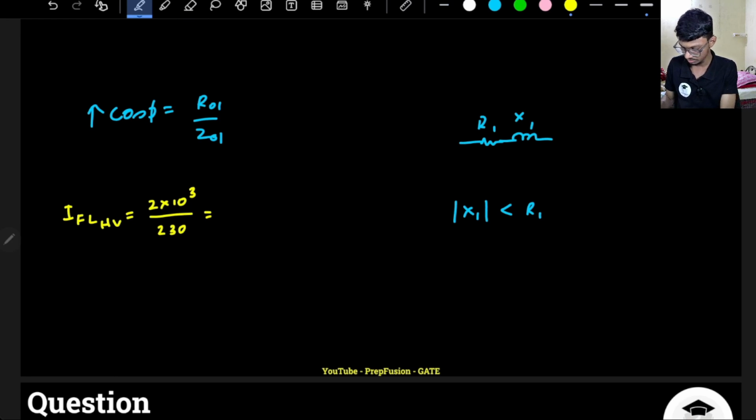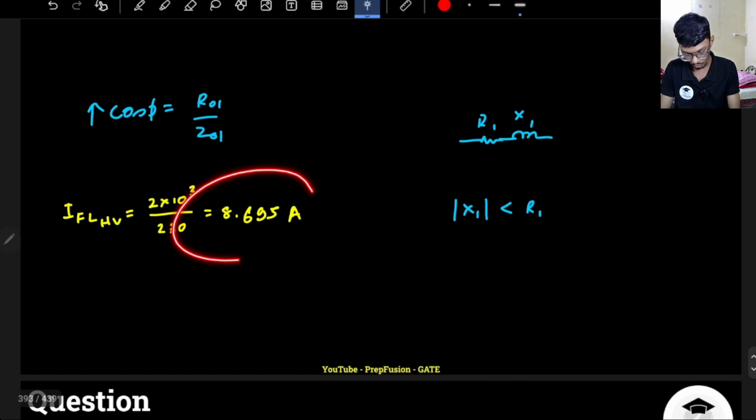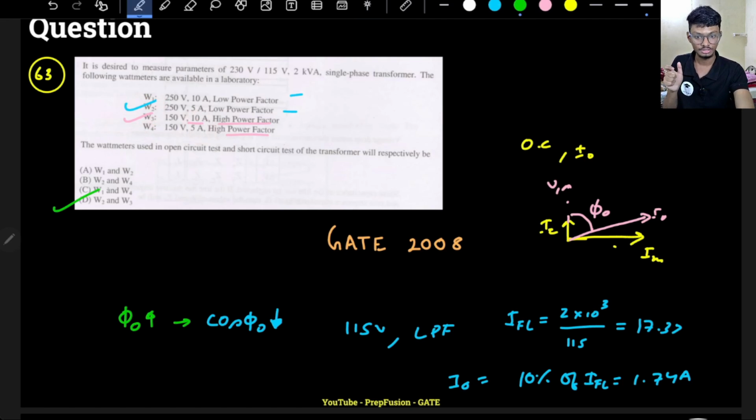So this will be equal to 2000 divided by 230. So this will be 8.695 amperes. So of course, it is almost 10 amperes. So I cannot choose a 5 ampere, right? Because in the high voltage winding itself, the full load current is more than 5 amperes. So 5 amperes is not possible. I have to choose W3 only. So W2 and W3, that is present in option D. So option D will be the correct answer for this particular question.